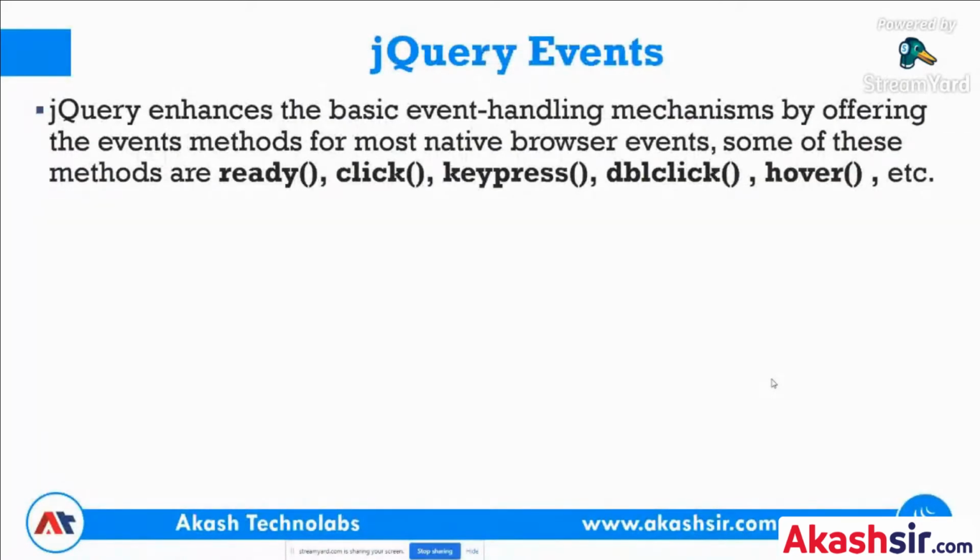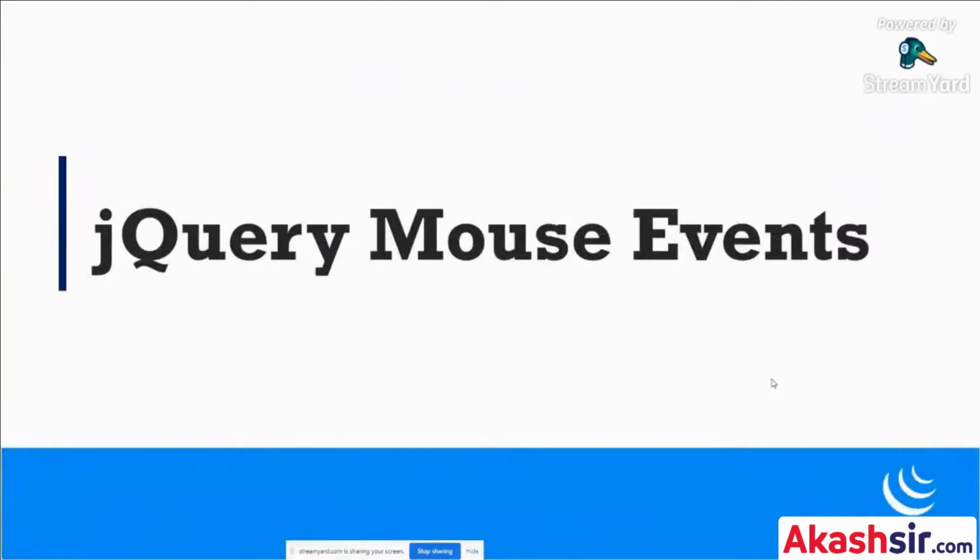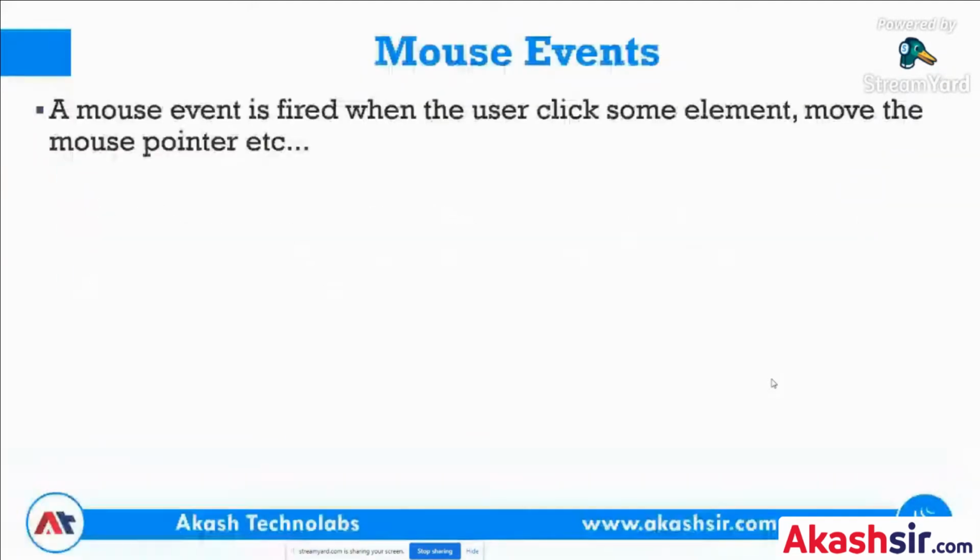So here you can see jQuery enhances the basic event handling mechanism by offering the event method for most native browser events. Some of these methods are ready, click, keypress, double click, and hover, etc. So these are the different methods, events. If we talk about jQuery mouse events, a mouse event is fired when the user clicks some element or moves the mouse pointer, etc.